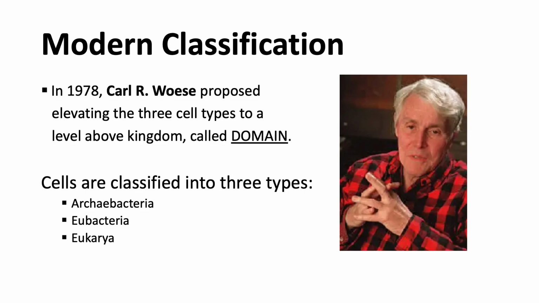In 1978, Carl Woese proposed elevating the three cell types to a level above kingdom called domain. The three-domain system of classification is based on differences in the structure of certain rRNA molecules among organisms in the three domains. These are classified into three types: the Archaebacteria, the Eubacteria, also known as the true bacteria, and the Eukarya, which consists of kingdom Protista, kingdom Plantae, kingdom Fungi, and kingdom Animalia.